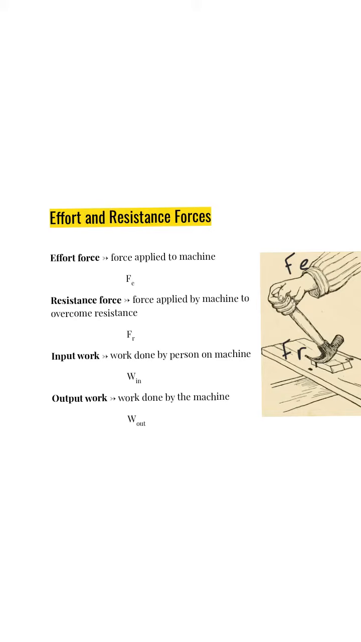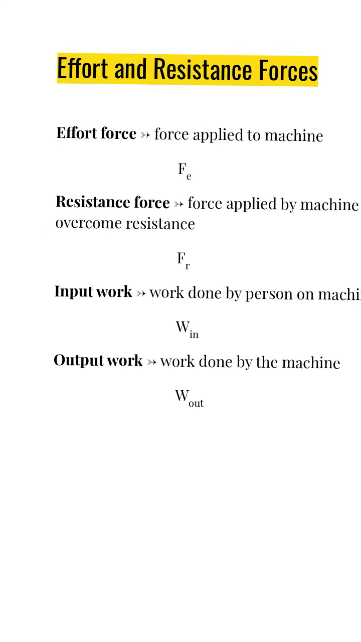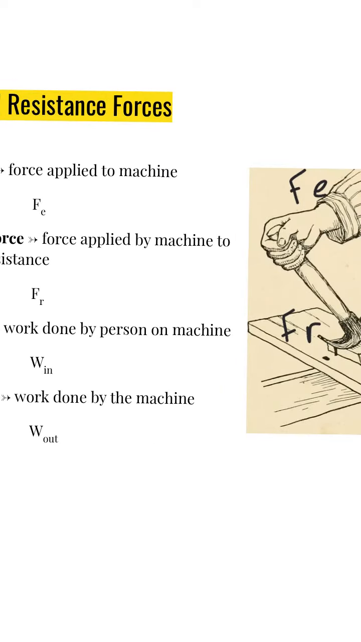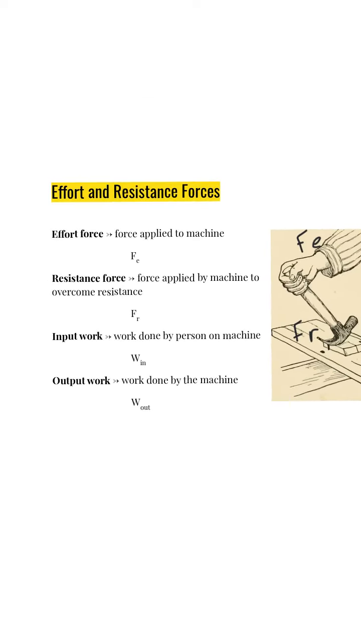The input work is the work done by the person on the machine. That is done by the effort force, so the effort force and the input work are related to one another. We symbolize that as a capital W with IN as the subscript, meaning the work that you put into it. The output work is the work done by the machine, so that'll be capital W with out as a subscript to show that's the work we get out. The resistance force and the output work are related to one another, whereas the effort force and the input work were related to one another.